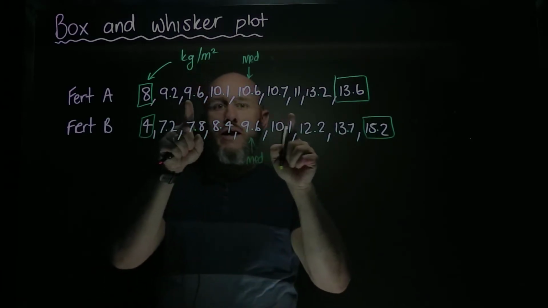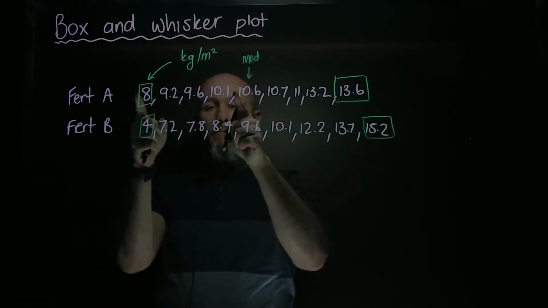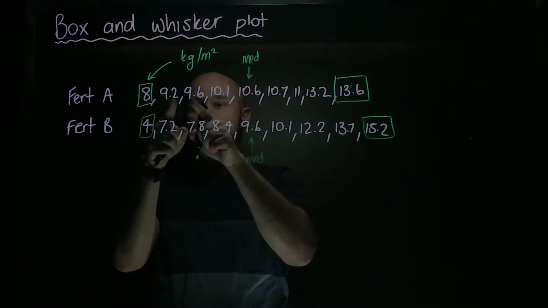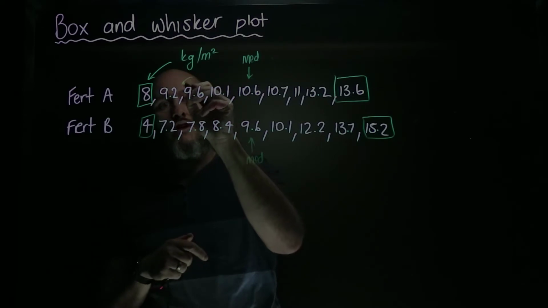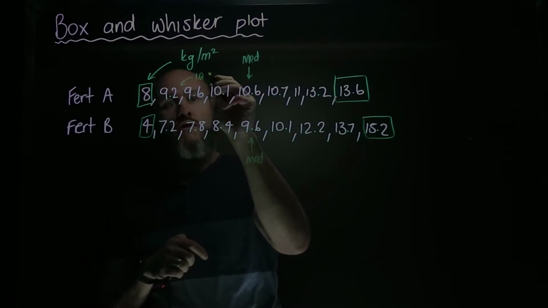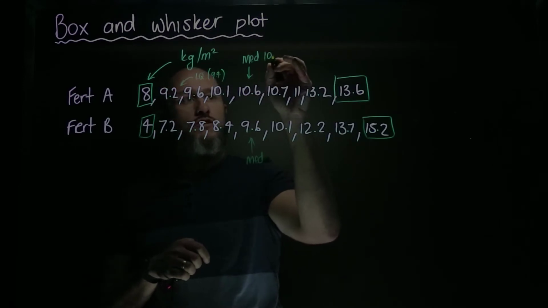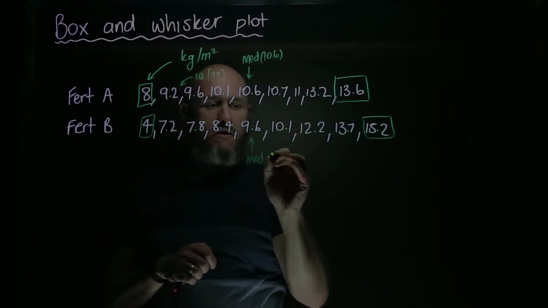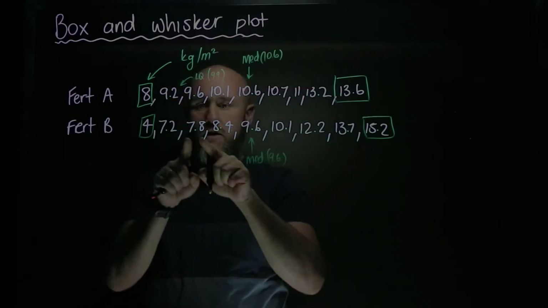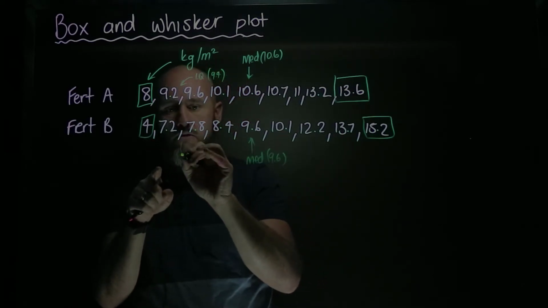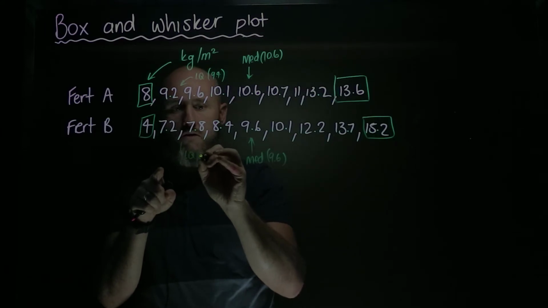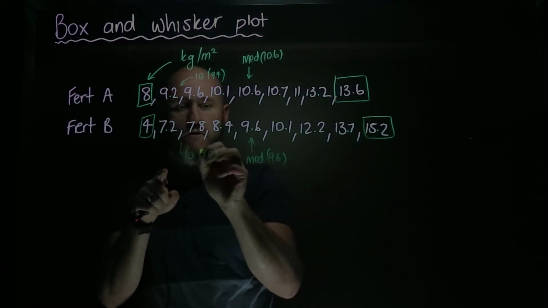And then the median of my lower half here is between 9.2 and 9.6. Add them together, divide by 2, or just have a look here and I get a lower quartile of 9.4. Our median was 10.6, so I'll put that in brackets as a reminder. 9.6 here. Our lower quartile here is between 7.2 and 7.8. So that's a lower quartile of 7.5.